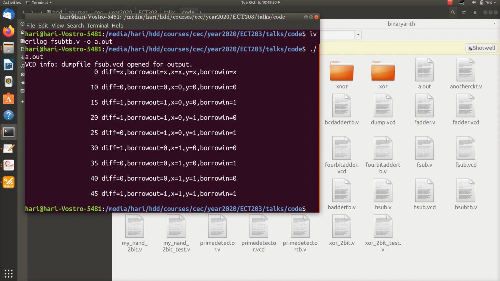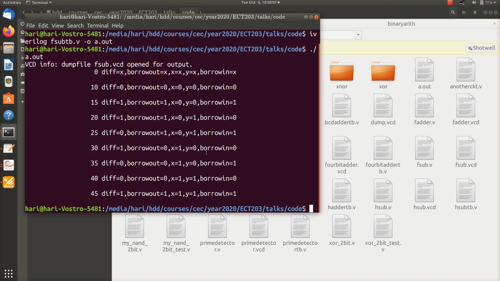Now you can see the truth table. Initially at 0 nanosecond they are all in indeterminate state. At 10 nanosecond you can see that for 0 0 0 the difference is 0, borrow is 0. When it is 0 0 1 the difference is 1 and the borrow is 1. When it is 0 1 0 the difference is 1 and the borrow out is 1. When it is 0 1 1 the difference is 0 and the borrow out is 1, because it is 0 minus 1. It is a 1 with a borrow 1. That 1 is subtracted from this, so that the difference becomes 0 and the borrow is a 1.